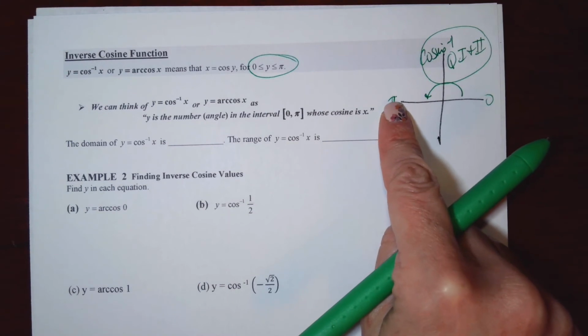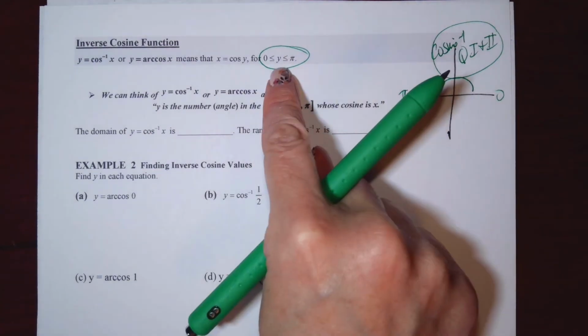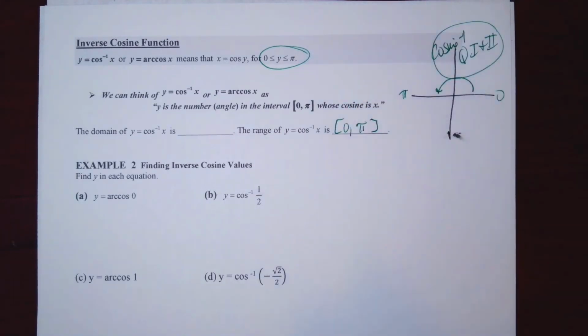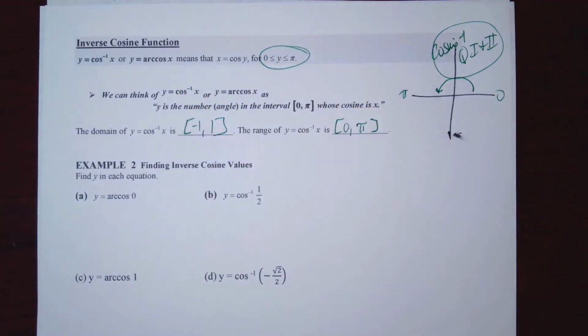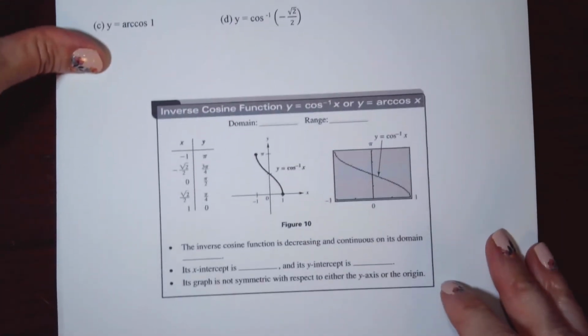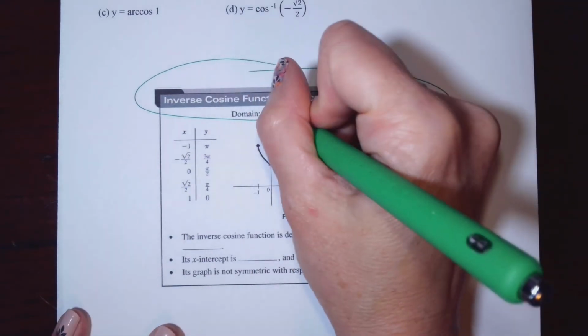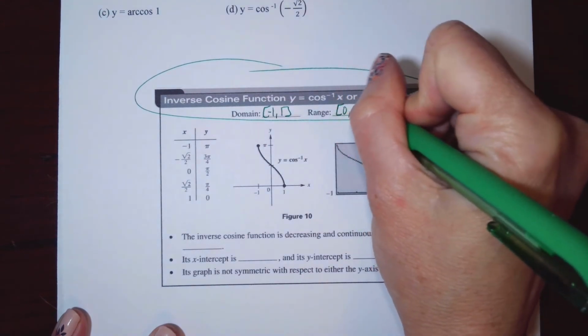Now remember, we take the domain of our original. The domain of cosine would be all real numbers. We just restricted it to get our range of cosine inverse. The range of cosine function values is -1 to 1, just like sine. That becomes my domain of cosine inverse, -1 to 1. So let's skip these just for a second. Come down here to our chart. You're going to need to know this. Domain of cosine inverse is -1 to 1. Range is restricted 0 to pi.